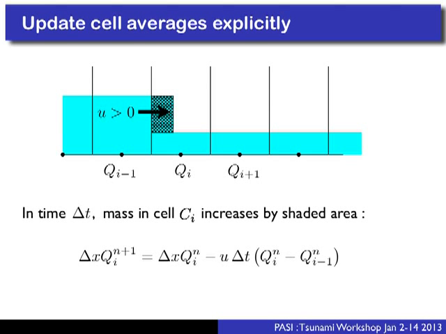So the new stuff is equal to the old stuff minus this u delta t, which is really this distance right here. It's the width of this rectangle times the height of the rectangle. The height of the rectangle is the difference between q_i and q_{i-1}. And you might think, well, I've really got q_{i-1}, but then there's a minus sign here. So it really does work out that this expression is the area of this shaded rectangle.